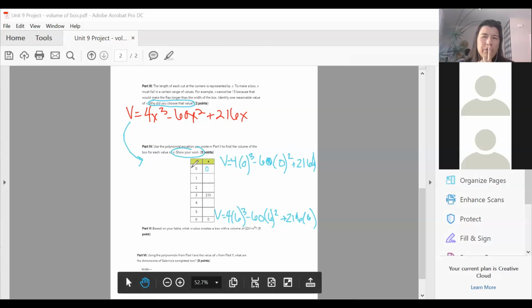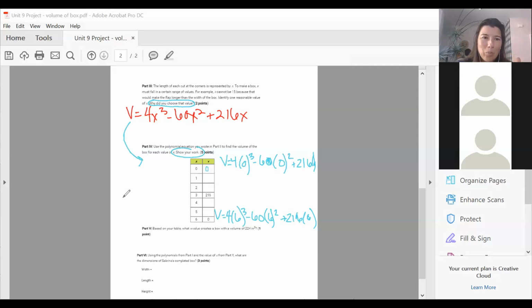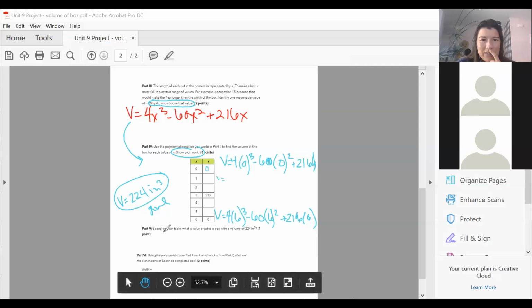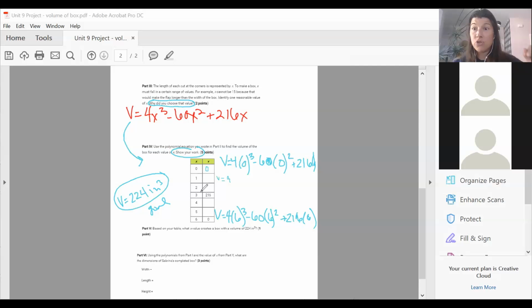And remind me, what are we looking for? What's the magic volume we're looking for? 224. So we are looking for the x value that gives us that. Now, technically, it doesn't have to be a whole number length, but I'm assuming that it will be a whole number length. Okay, so this is our goal here. This is our target. And then you'll answer based on your table, what x value created it. Then your last step, once you figure out what x value makes the volume of 224, you're not done. Then you have to go and describe all 3 dimensions of your box.